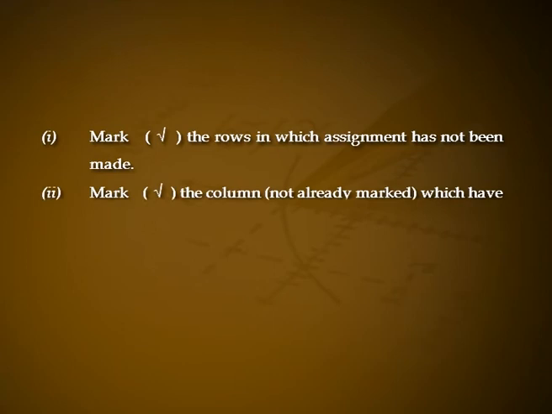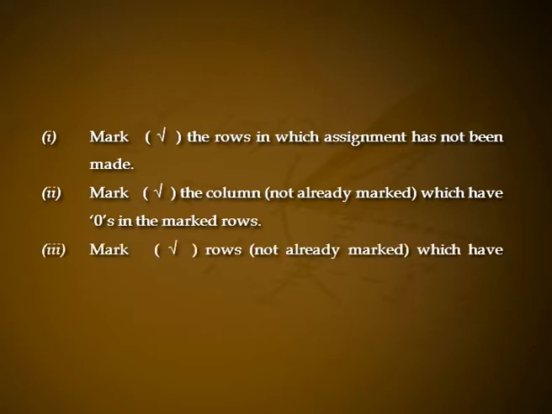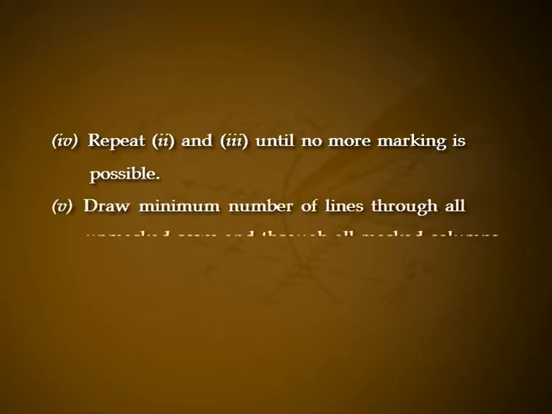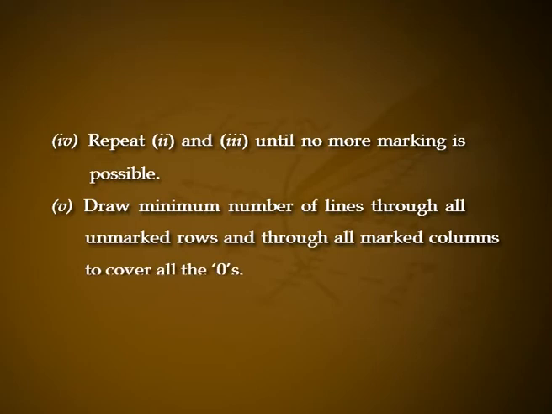Mark tick the rows in which assignments has not been made. Mark tick the column not already marked which have zeros in the marked columns. Mark tick rows not already marked which have assignments in the marked columns. Repeat 2 and 3 until no more marking is possible. Draw minimum number of lines through all unmarked rows and through all marked columns to cover all the zeros. Let the number of these lines be capital N.